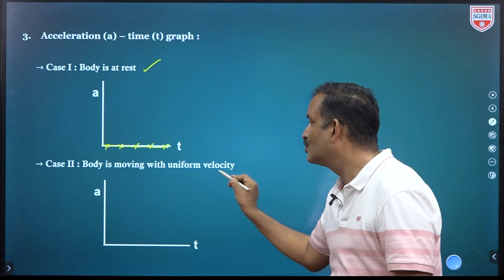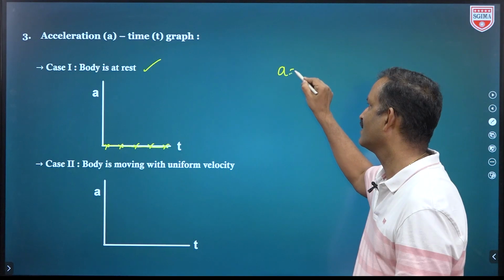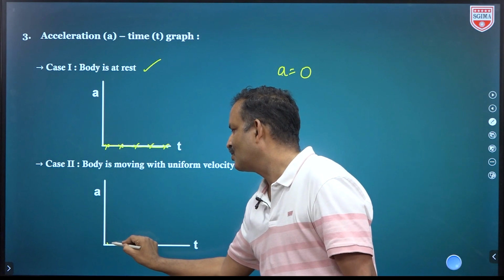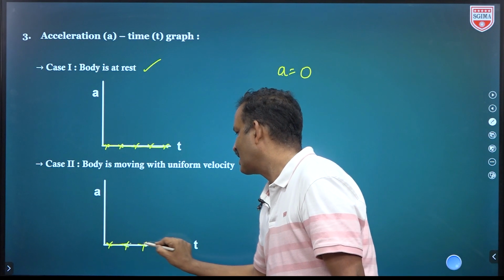Body is moving with uniform velocity. Velocity is constant, which means there is no change in the velocity, which means acceleration is 0. Acceleration is 0, that's why the acceleration time graph is again this line.